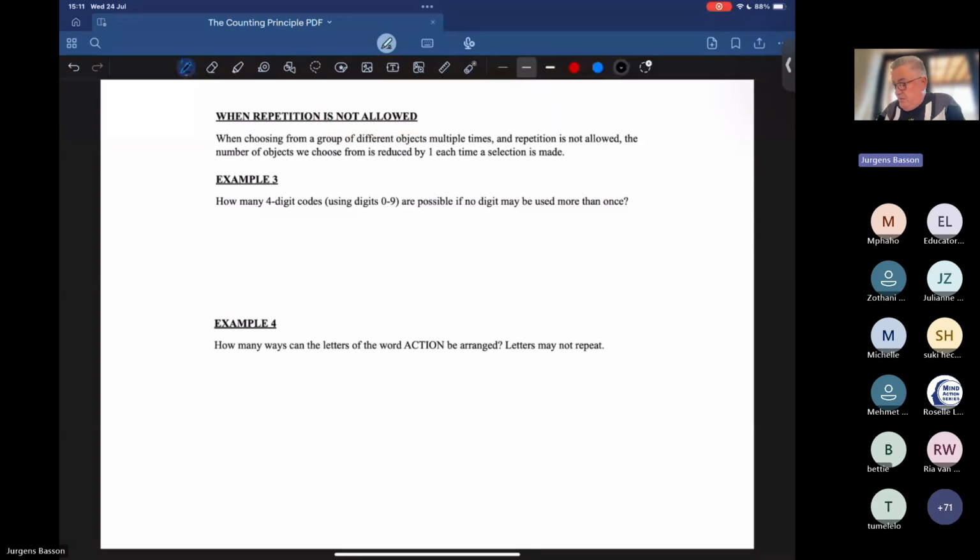So let's do this one. So I'm going to draw my 4 lines to represent the code. And now I've got 10 possible digits. My first digit, there are 10 different ones that can be in the first position. But now repetition is not allowed. So whatever I placed in the first position, if it's a 5 or a 6, I can't use it again. So that means I've got only 9 left for the second position, then 8, and then 7. And we just multiply these, and the learners must give the answer.